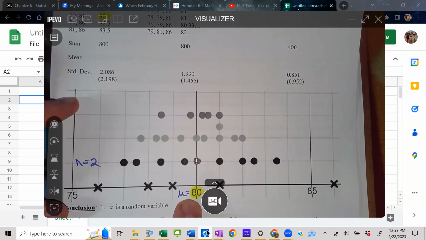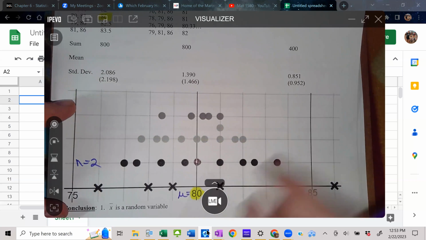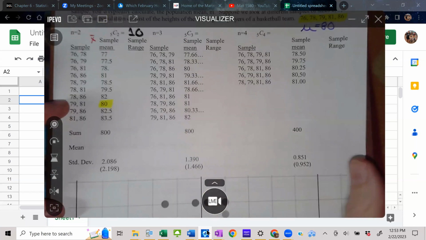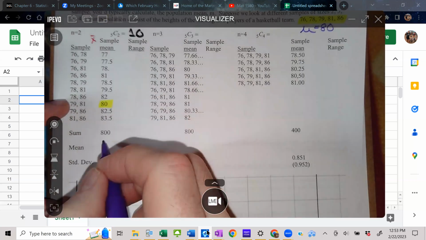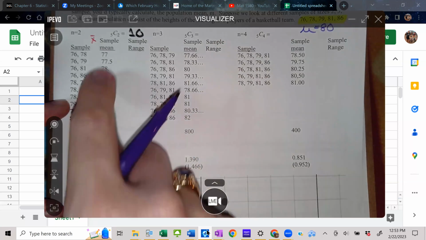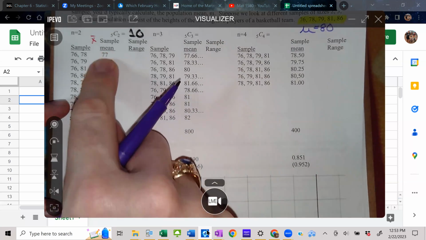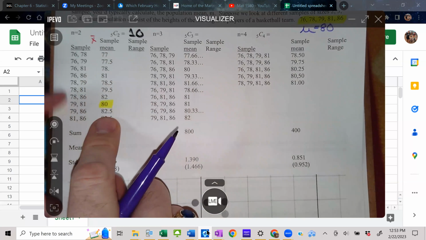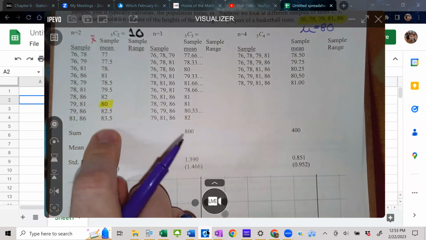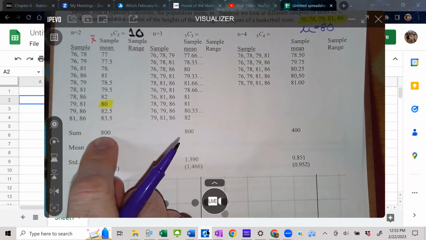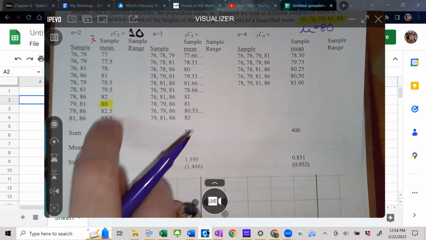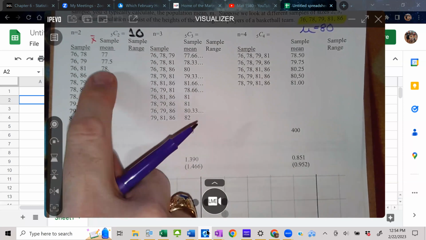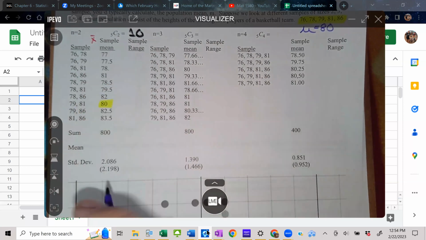Now, there's something interesting that I want to point out here. If I total up all these various sample means that I got from drawing 2 out of that population of size 5, I get 800. If I get a total of 800 for these 10 numbers, what's the average of these sample means?